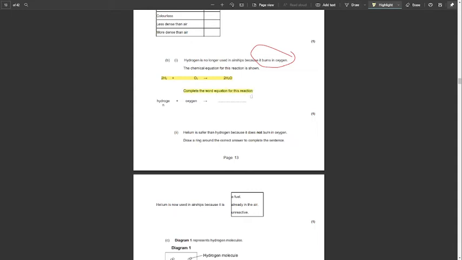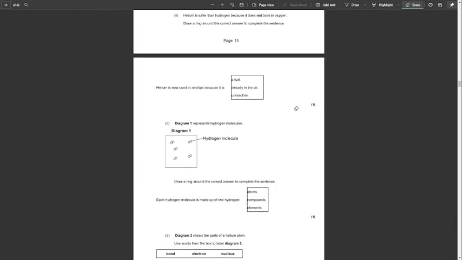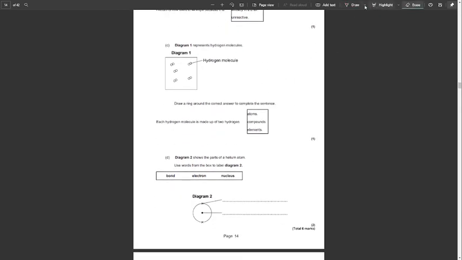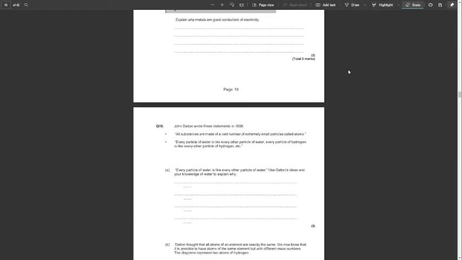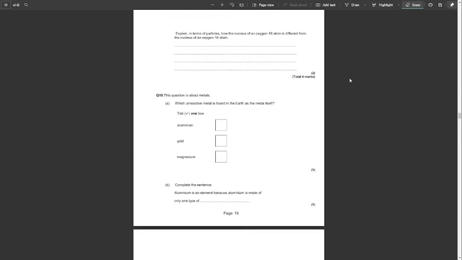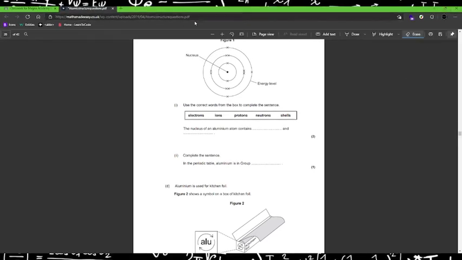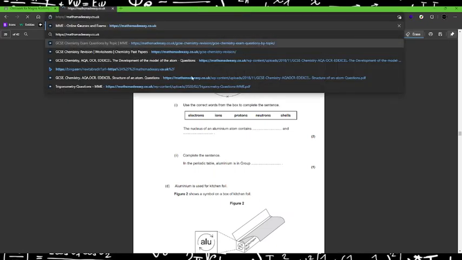Complete the word equation for this reaction. Yes, you are. So you need to fill in this gap here with this thing here. Now we've already had one of these questions before, so just circle an answer, which is what we're going to need to do. There are loads and loads of questions that you can do. Now let's see a different example of an exam question. Let's see some different examples.